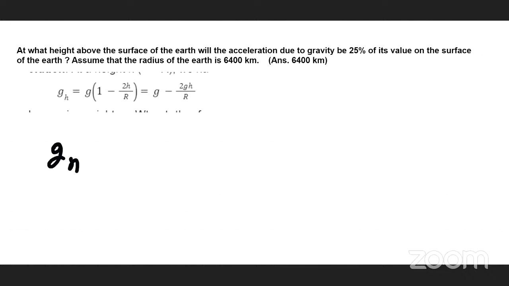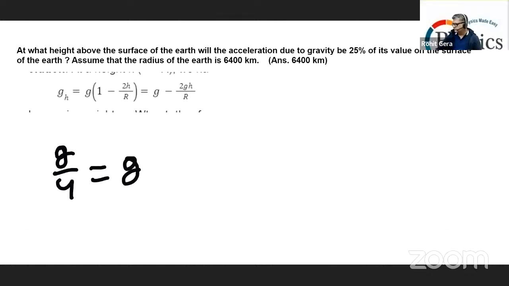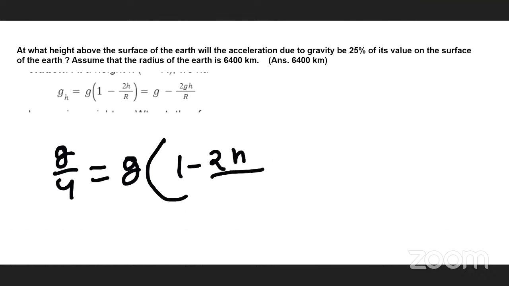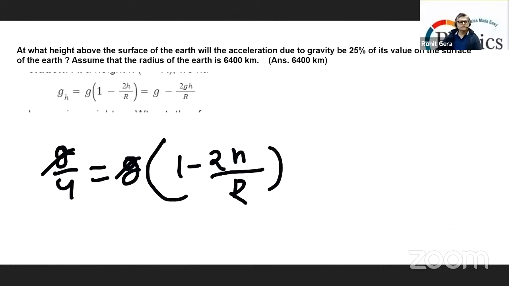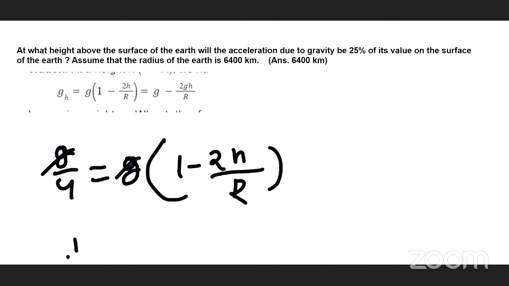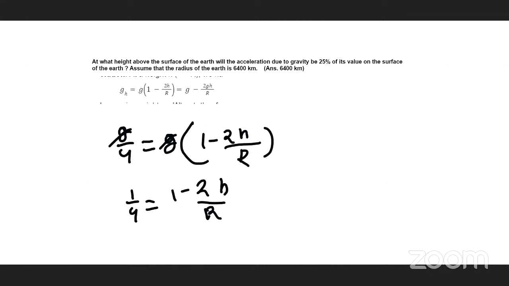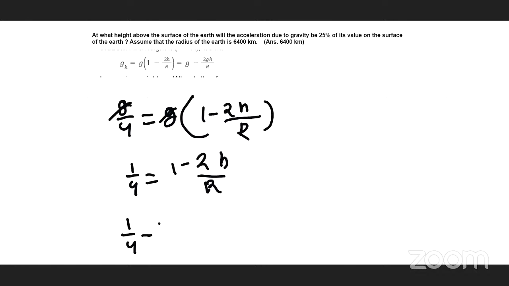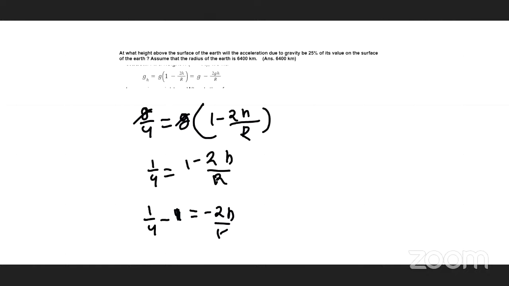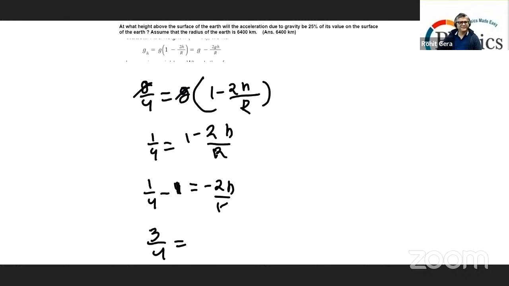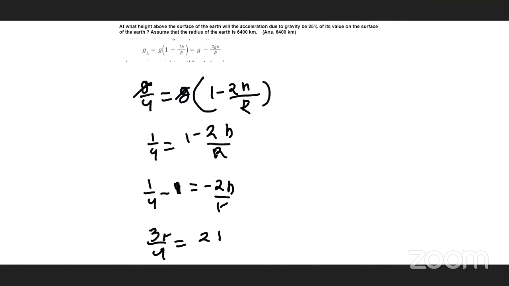GH would be 25%. 0.25 into G, 1/4 of G, equal to G into 1 minus 2H by R. G से G कट गया. ये 1/4 equals 1 minus 2H by R, so 3/4 equals 2H by R. How did capital R become small r suddenly?